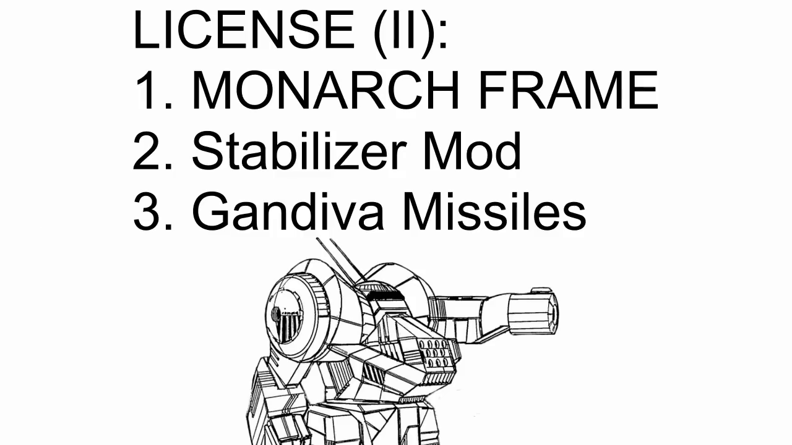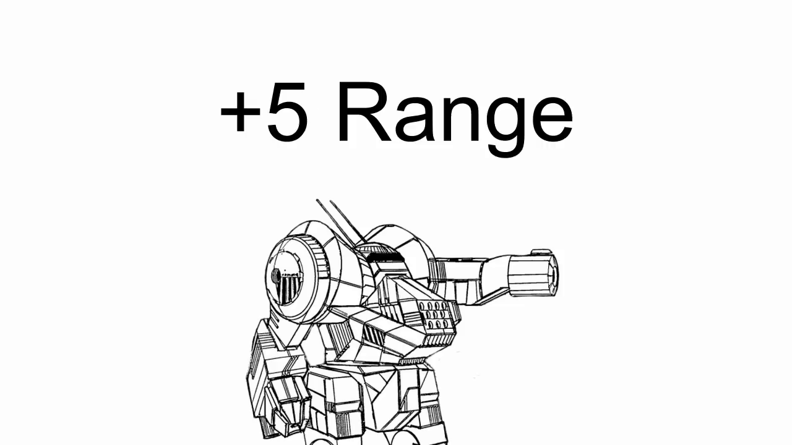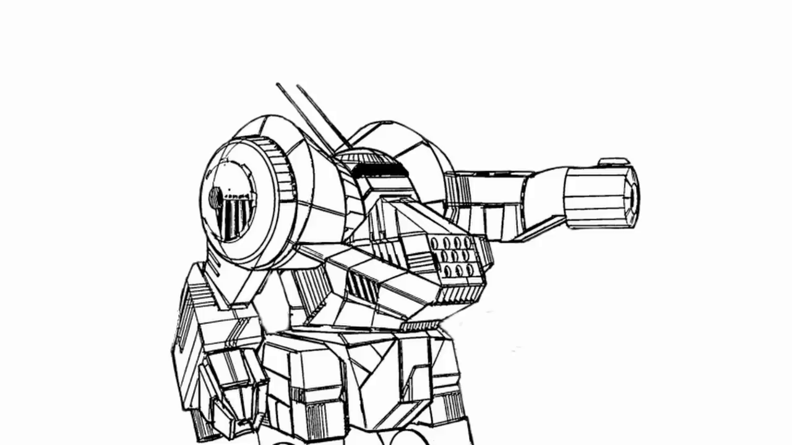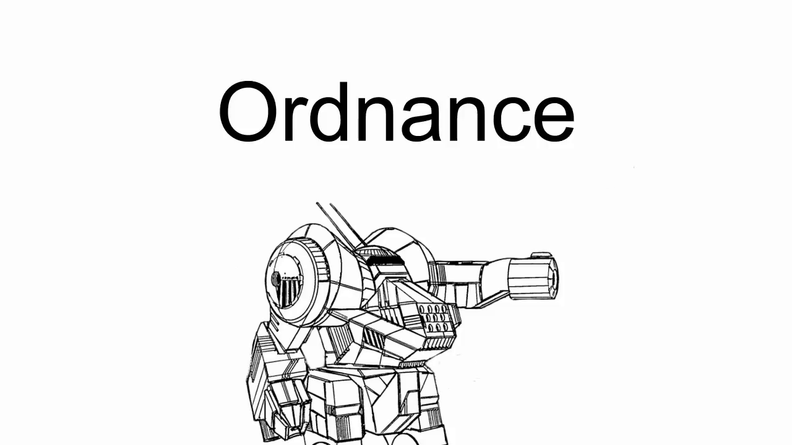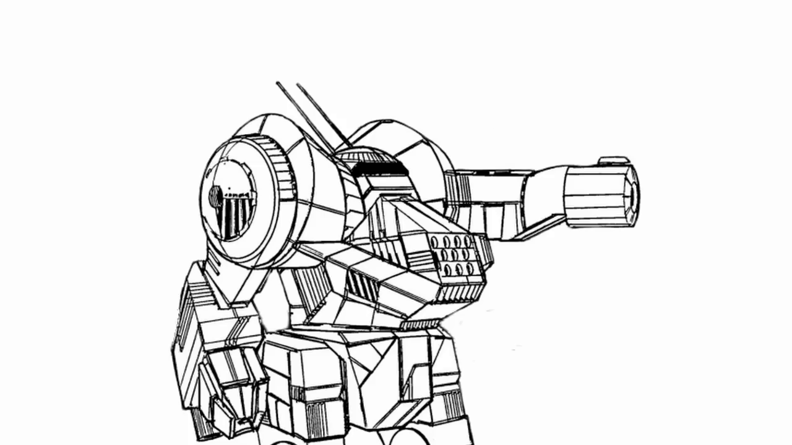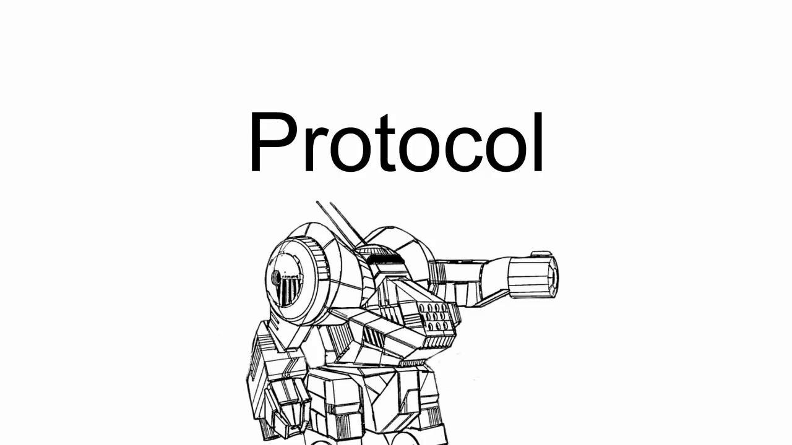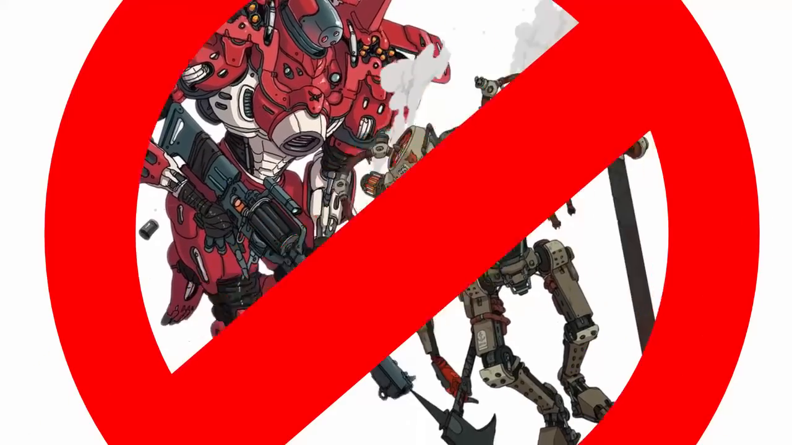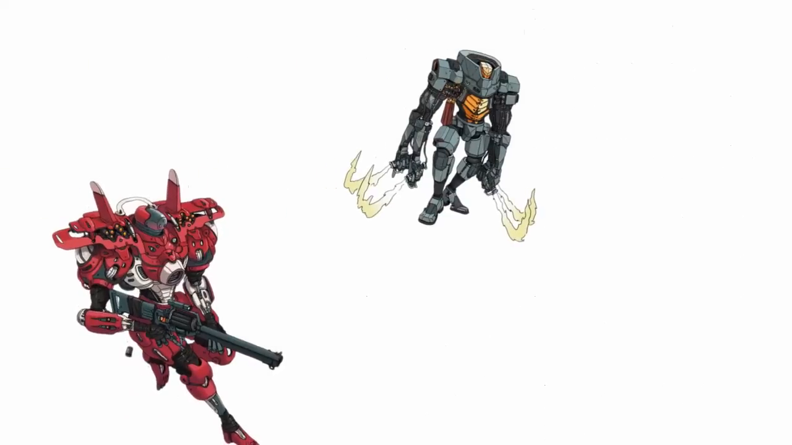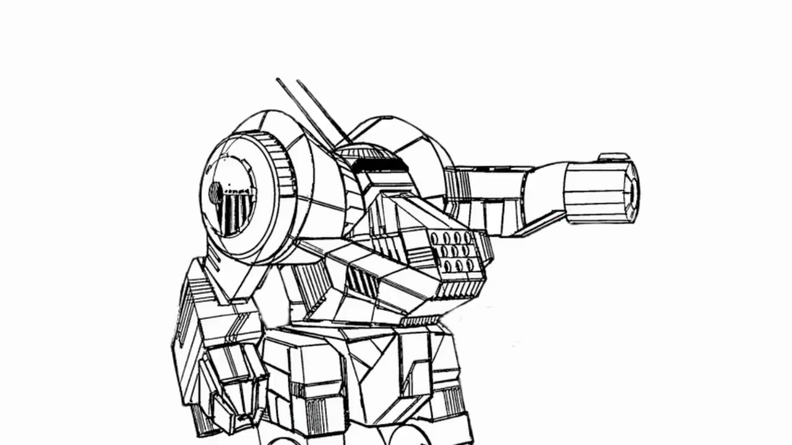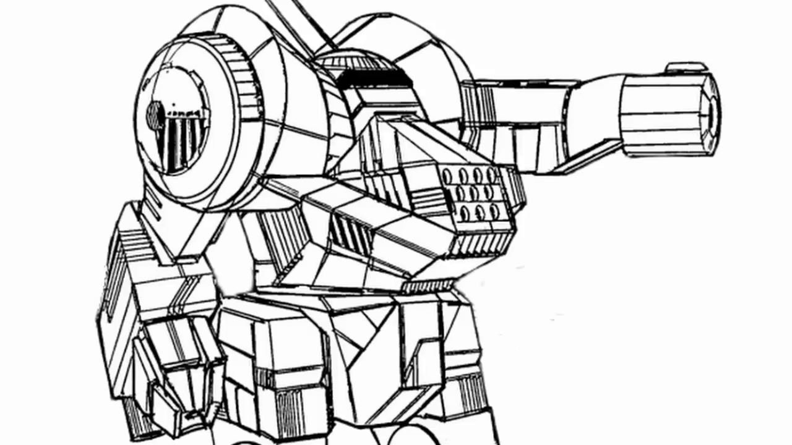Moving on to the second section, you get Stabilizer Mod and Gandiva missiles aside from getting the Monarch frame itself. Stabilizer Mod: you get +5 range on your modded launcher or cannon. However, they now have the Ordnance tag. Which means when you want to fire them, you must fire them ahead of all other actions or movements, aside from protocols, and you can't use it against targets in engagement with your mech, and you can't use it for Overwatch. Of course, if you can bear with all of that, go ahead.